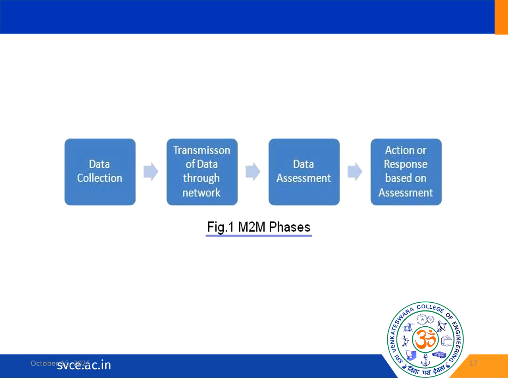So data assessment can be done in the third phase, and finally, action or response based on the assessment will be concluded. Considering the architecture of M2M, it can be categorized into four phases. The first phase is called data collection. The second phase is transmission of data through the network, the third phase is data assessment, and the fourth phase is action or response based on assessment.